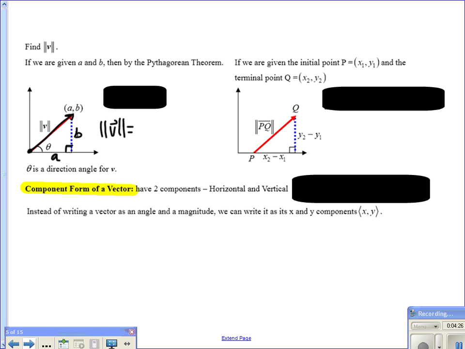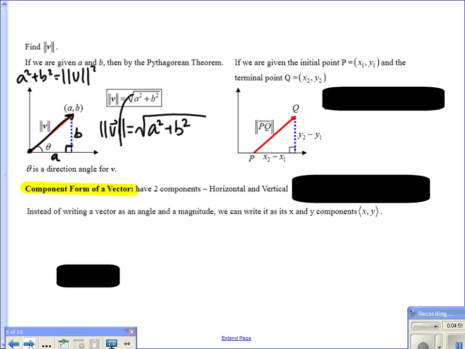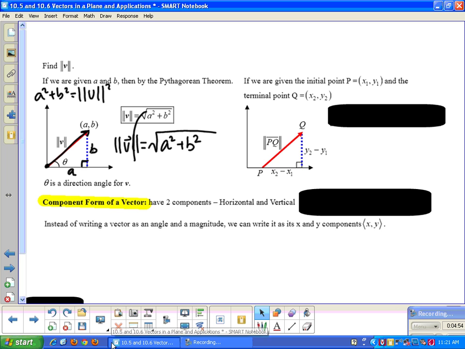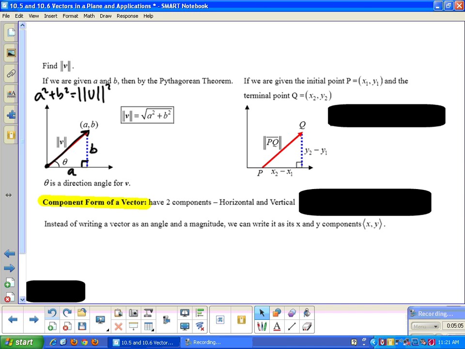And so we would have, remember that A squared plus B squared equals the length of the vector squared. So in this case, the vector V would be equal to the square root of A squared plus B squared, and that is written right here. So that gives us the length of vector v using that formula right there. Again, that's just the Pythagorean theorem, so it's nothing really new.